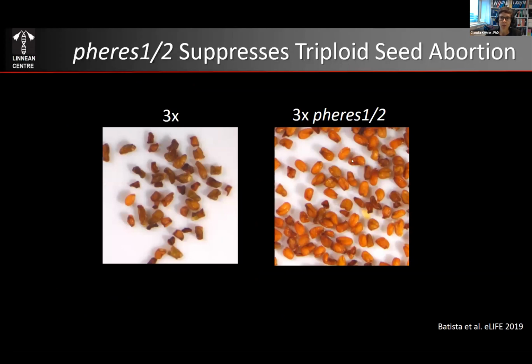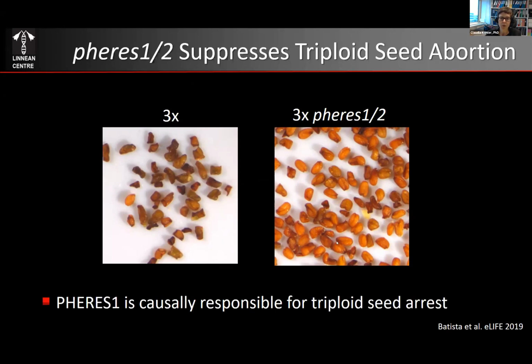So we generated a feris1 feris2 double mutant, because FERIS2 is a close homolog to FERIS1. It's also physically very close, so we had to make a double mutant using CRISPR-Cas9. And when we look at these double mutant seeds, when they are triploid, they drastically differ from wild-type triploid seeds. So the majority of these triploid seeds are indeed viable. So FERIS1 is indeed causally responsible for triploid seed arrest.